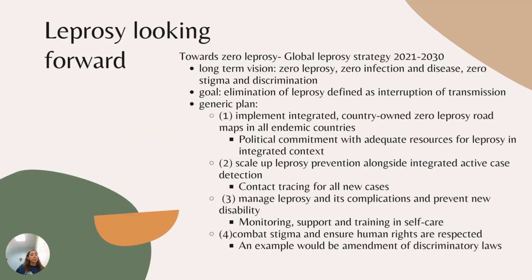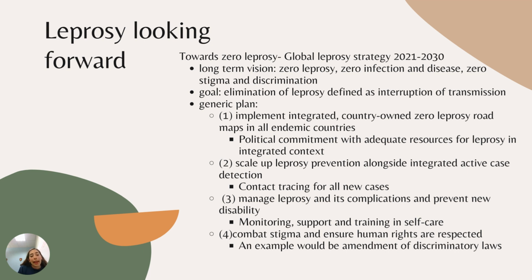So, leprosy looking forward. The World Health Organization has a plan to end leprosy. Towards Zero Leprosy is the global leprosy strategy for 2021 to 2030. So the long-term vision of this is zero leprosy, zero infection, disease, and zero stigma and discrimination. So the goal is the elimination of leprosy, defined as interruption of transmission.